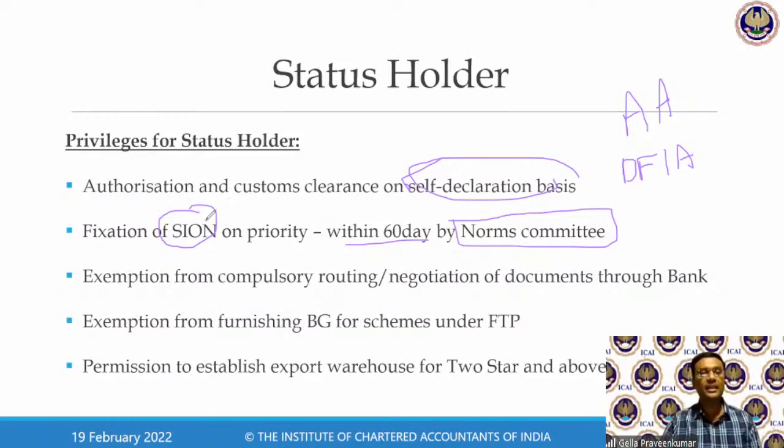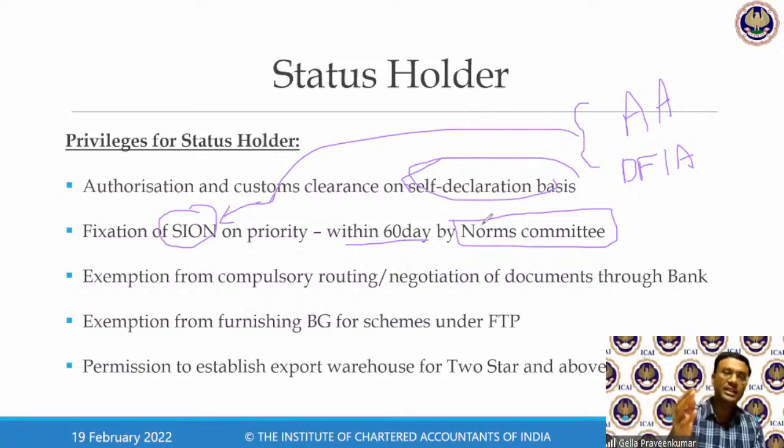Here, SION is something which is compulsory, which is mandatory for these particular schemes. So what if, for my nature of business, this SION has not been notified? I can make an application to this norms committee, who will in turn fix something called SION. Then, exemption from compulsory routing and negotiation through bank.